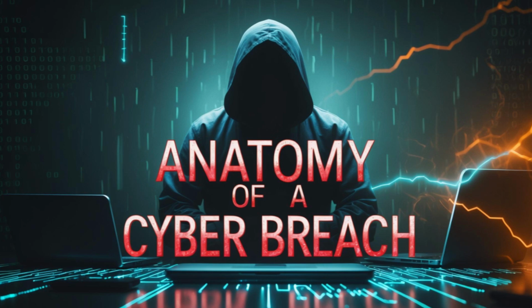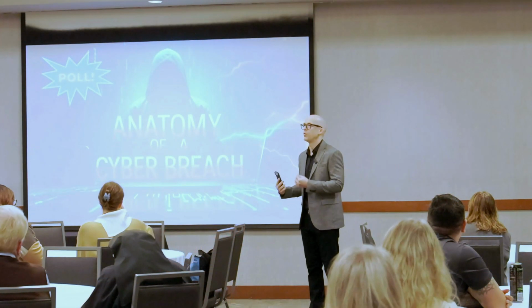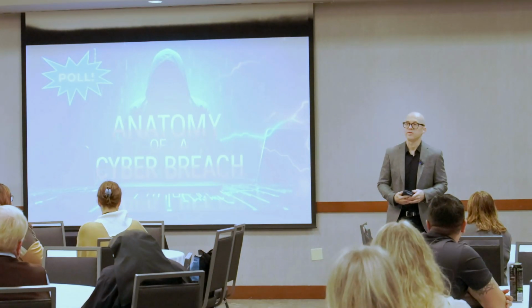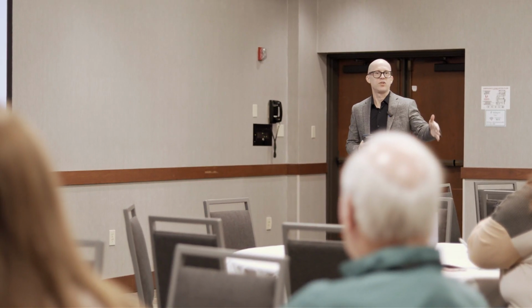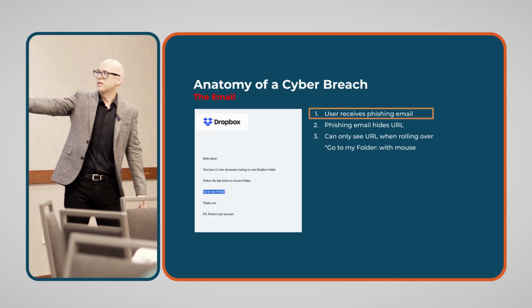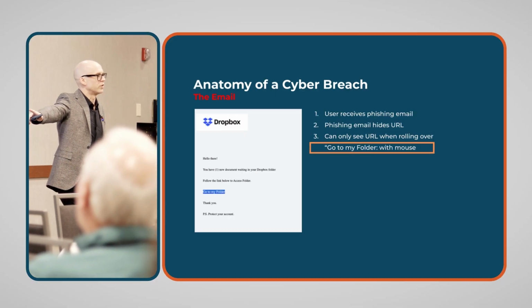What I'm going to show you is what something like this actually looks like from my point of view, how we determine whether or not there was a breach and how quickly we can do it. The first thing that happens, and this is actually what happened with Deborah, is an email comes in. And you'll notice here that the user received a phishing email, and it says there, go to this folder.